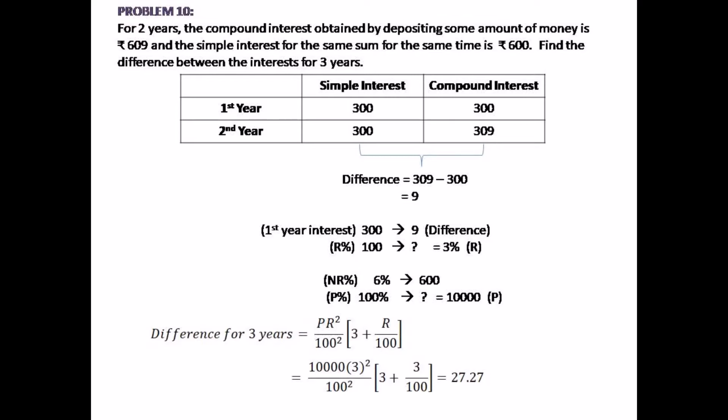Now we have to find the principal amount. If 6% gives 600, then 100% gives what? If we multiply 100 to 6, we get 600. Similarly, if we multiply 100 to 100, we get 10,000. We know that difference for 3 years equals PR square, by 100 square, into 3 plus R by 100. That is 10,000 into 3 square, by 100 square, into 3 plus 3 by 100. We get difference as 27.27.